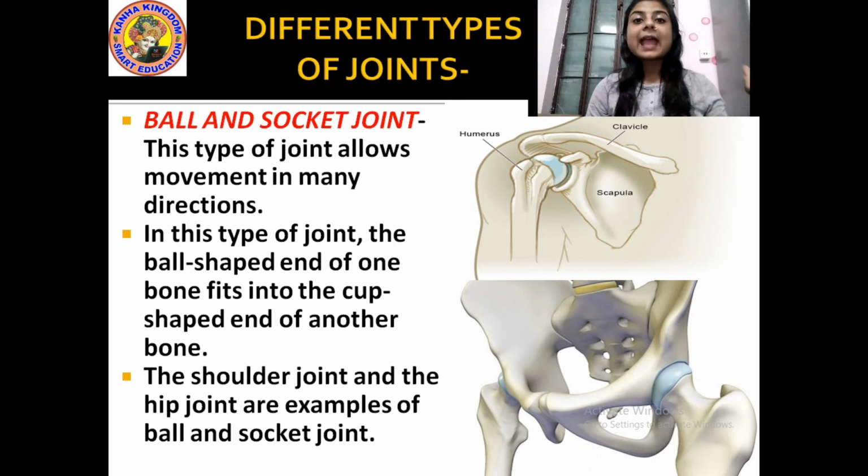You can move it anti-clockwise also, you can move it clockwise also. Yes or no? So the shoulder joint is an example of ball and socket joint. I hope you understood this. Now let us move to another joint.